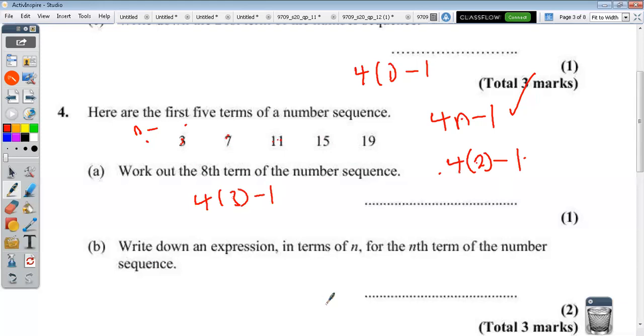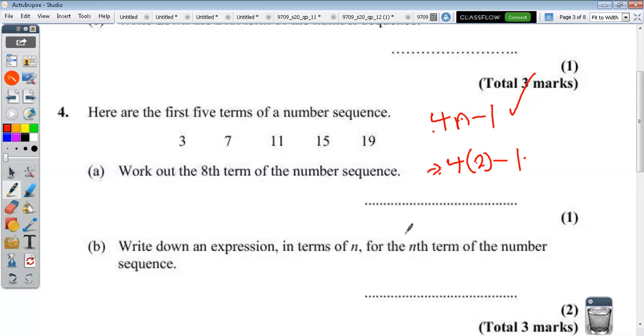What's your question? The 2 inside the bracket, where did it come from? I don't know what exactly. Maybe you're not paying attention.